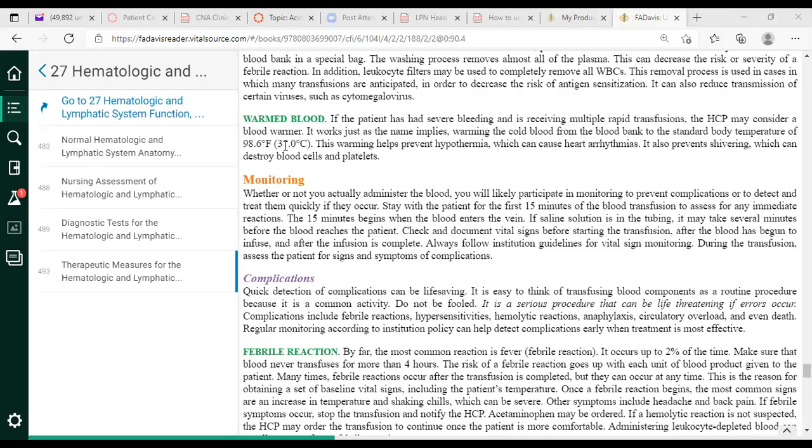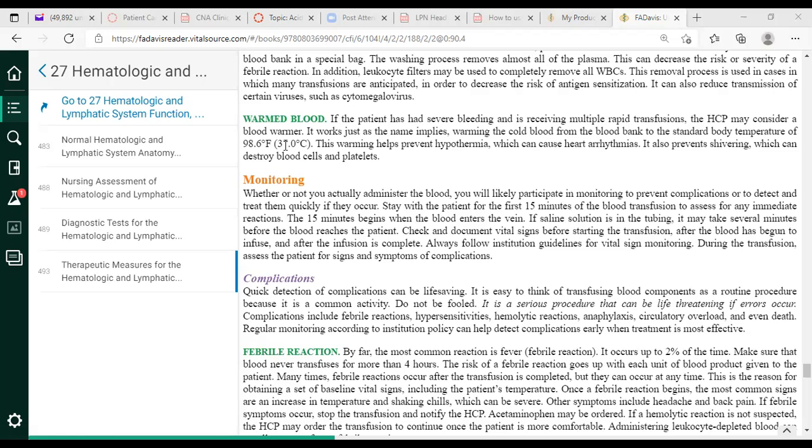Once the blood has transfused, which will be post-transfusion, the patient needs vital signs checked again, just so you can compare to make sure nothing has occurred. And you know, vital signs are an indicator of health status.